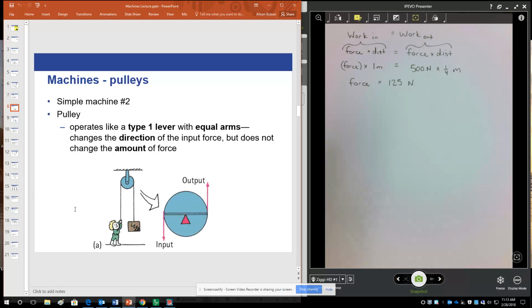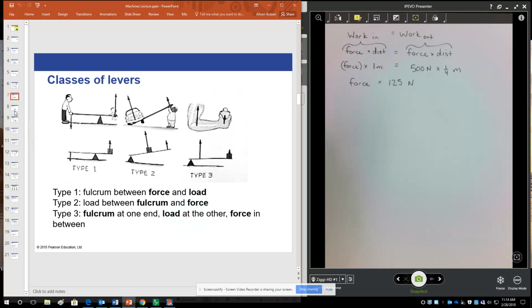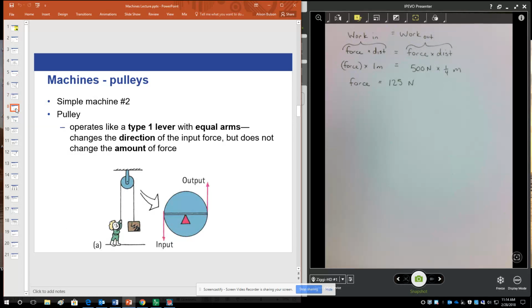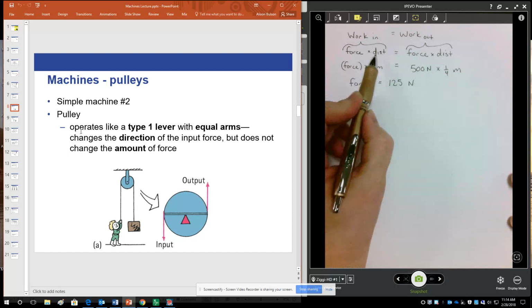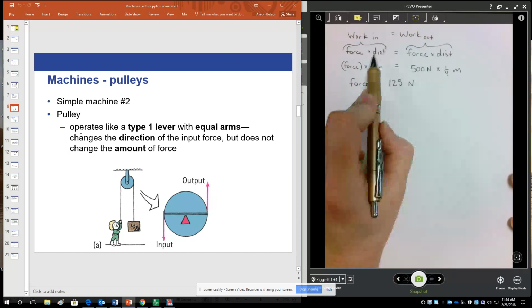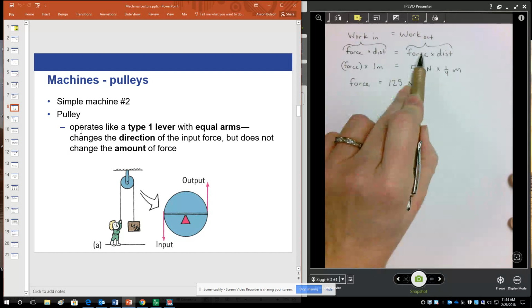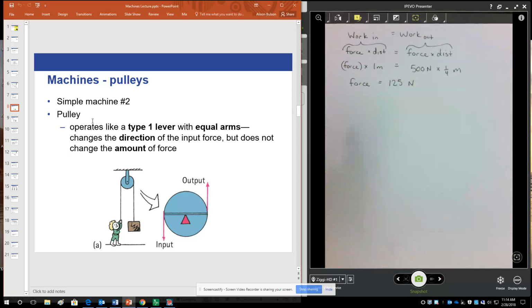The next kind of simple machine we'll be concerned with is a pulley. So a pulley operates just like a type 1 lever. Remember that type 1 is the teeter-totter type of lever. So a pulley operates like a type 1 lever with equal length arms. If the arms are equal and we look at the equation for work in and work out, distance and distance are the same, say 1 and 1, that means that the force in and the force out have to be the same. So because a pulley operates like a type 1 lever with equal arms, it only changes the direction of the force. It does not change the amount of force.